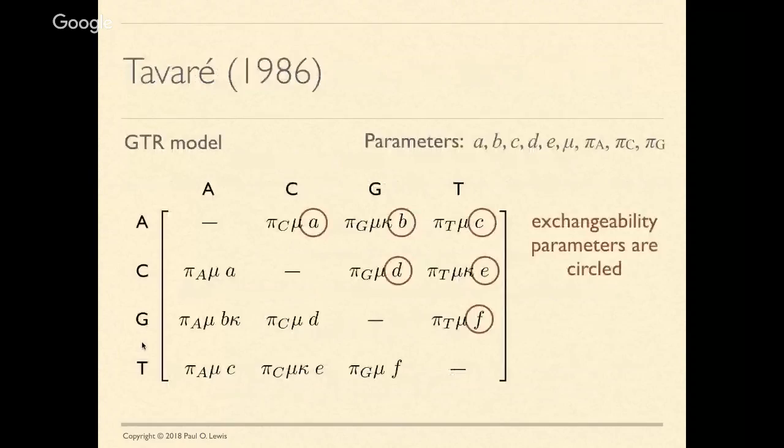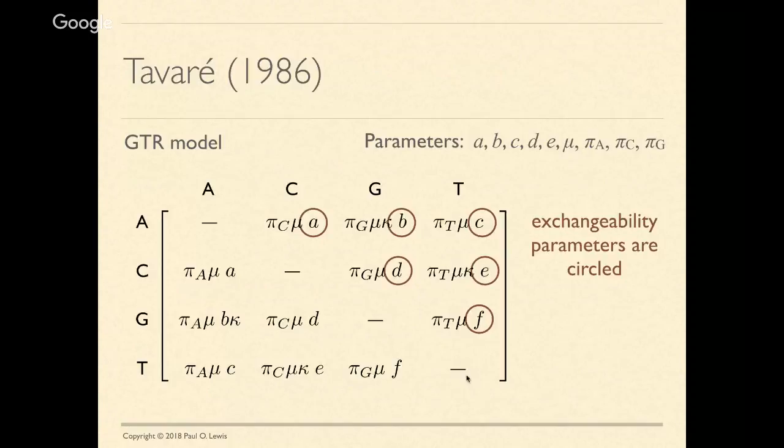Move on to the final model that we're going to talk about today, the fifth of the 5 common models that I plan to talk about. This was described by Tavaré in 1986. It has 3 base frequencies and a general substitution rate, so that mu is present in all the elements of the rate matrix.